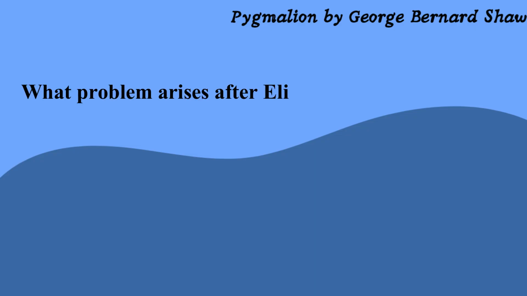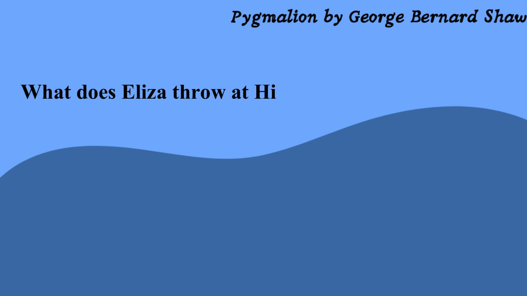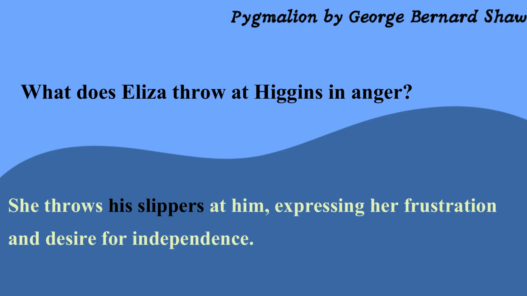What problem arises after Eliza's transformation? After her transformation, Eliza feels lost and directionless. She no longer fits in either the poor world or the upper class. What does Eliza throw at Higgins in anger? She throws his slippers at him, expressing her frustration and desire for independence.